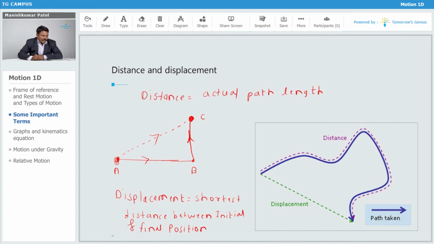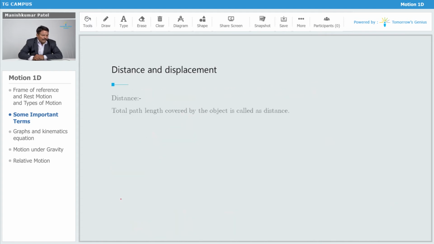The same thing I have shown here with the help of the diagram also. The total path length covered by the object, we are going to call it distance. One more example: let's say this is from A to B. The distance between A and B is 100 meters. You left from A and reached point B, which is 100 meters apart. So the distance traveled in this case is obviously 100 meters, which is the actual path length.